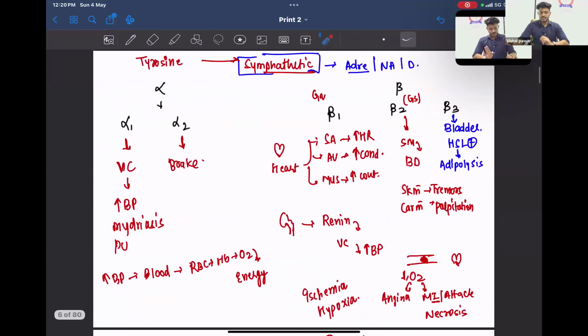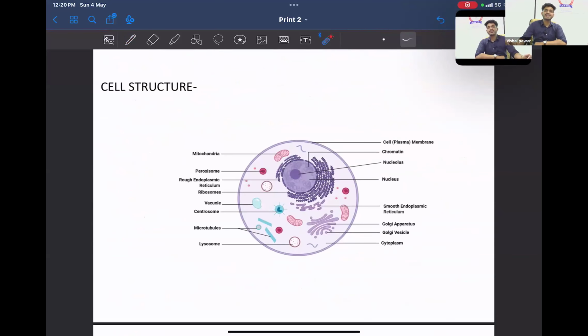Now we are going to discuss the structure of a cell. How is a cell going to look? What are the different things we have in the cell? Sympathetic, parasympathetic, basics are done. Now, the cell will be having what? Mitochondria. The cell will be having a plasma membrane.